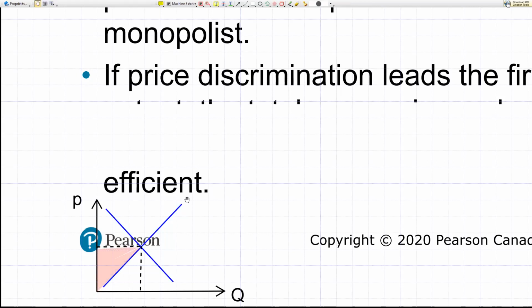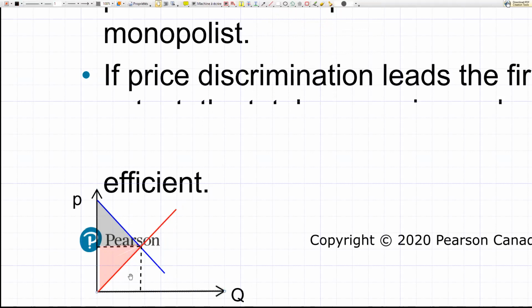So in red is the producer surplus. And then in blue would be the consumer surplus. So let me put this a bit higher. Now it looks better. So here I got the consumer surplus, here I got the producer surplus.